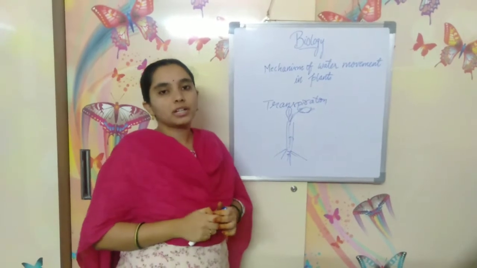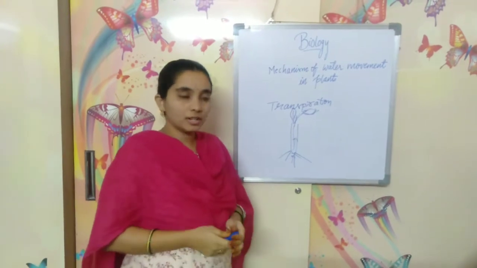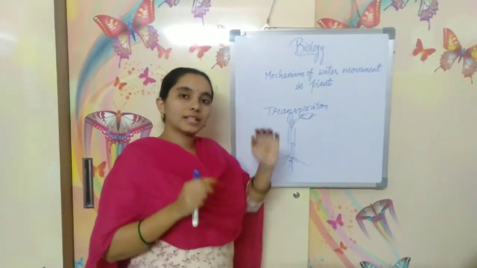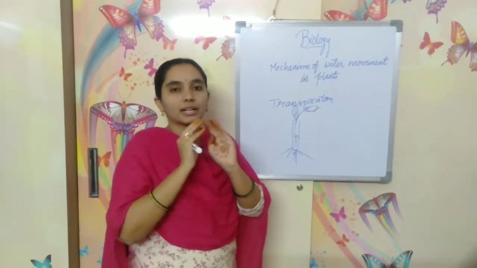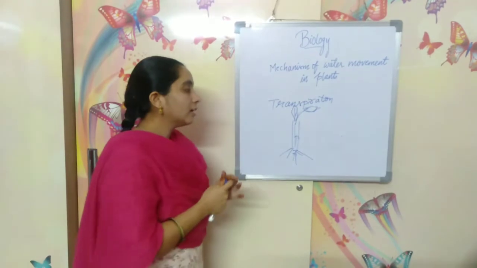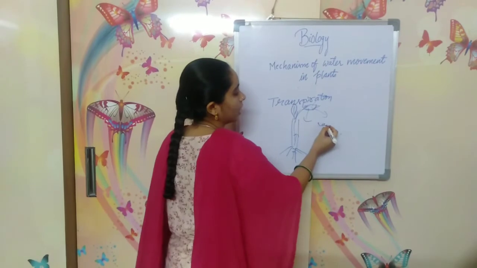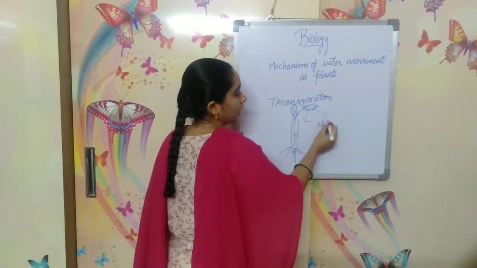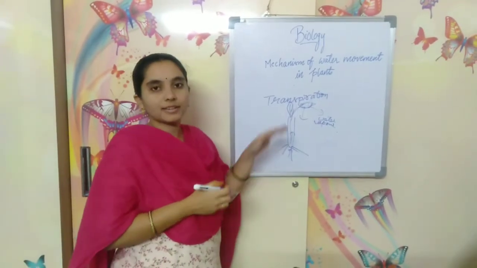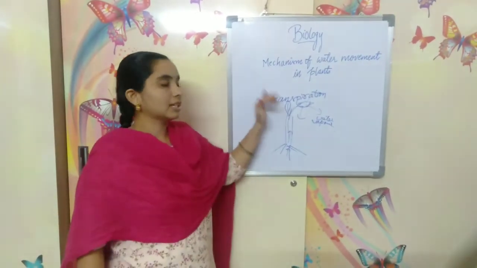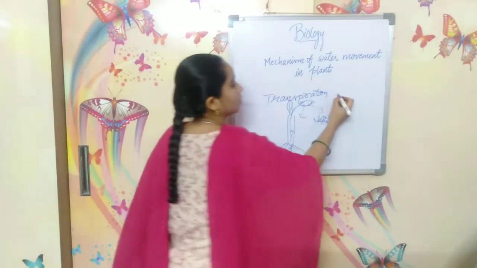So what will the leaves do? As they can't store so much water, the stomata present on the surface of the leaves will open. When the stomata open, the water escapes out of the leaves in the form of water vapor. This process we call transpiration. This transpiration occurs with some pull, and that is called transpiration pull.